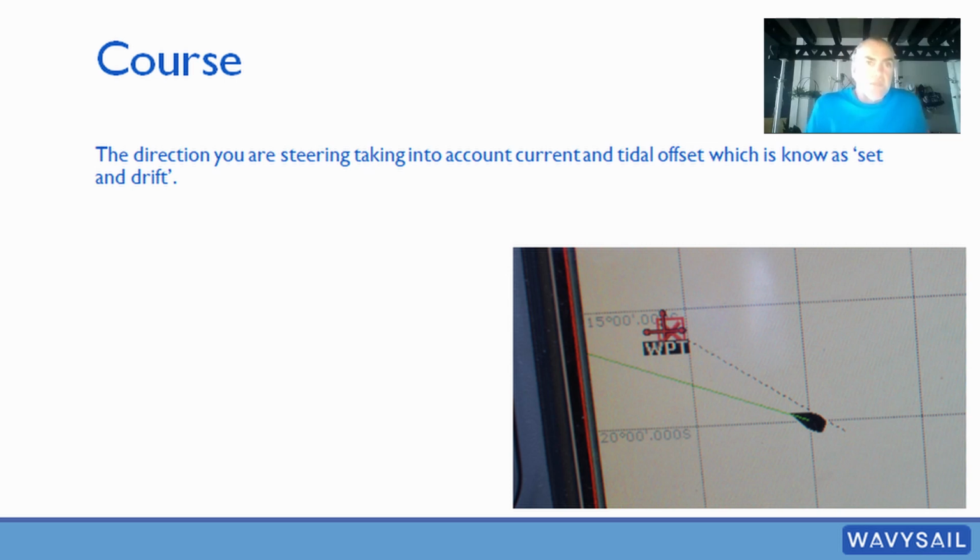Whereas when we look at course, it is the direction you are steering, taking into account current and tidal offset, which is known as set and drift. Okay? So any current or tide or wind effect, set and drift, affects your course. So it's where you're going. That's the difference between a position and a course. A position is just a fixed point. A course is actually where you're going, with the various influences on that direction. Whether it's current in an ocean, whether it's tide in tidal waters, whether it's just leeway, what the wind's doing to your boat.